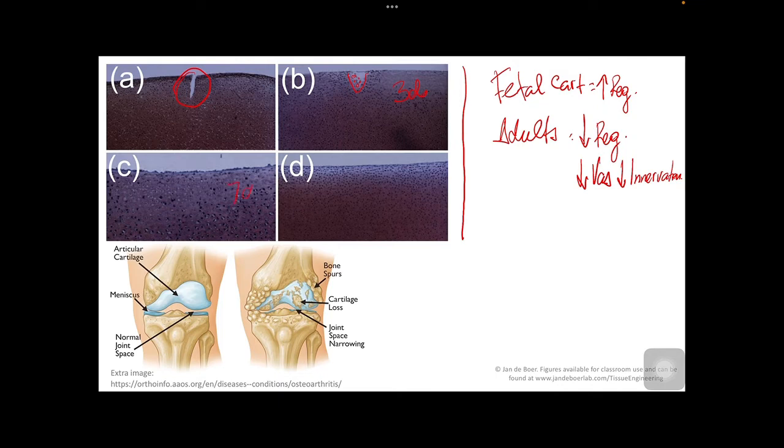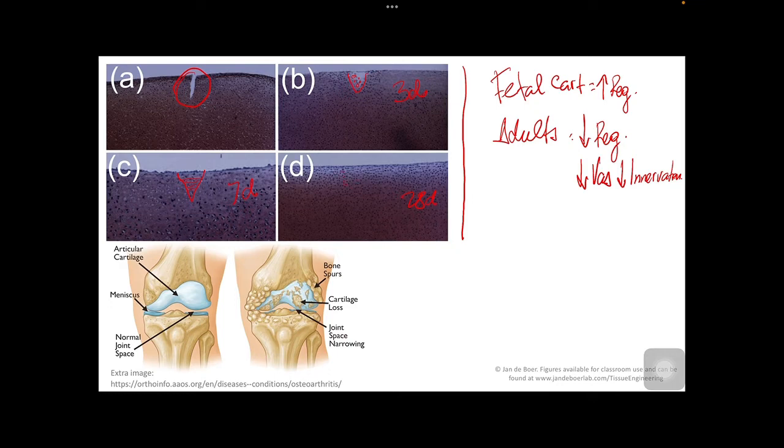However, 7 days later, this region here has already been filled with extracellular matrix. All these collagens, proteoglycans, and glycosaminoglycans have been synthesized, and the chondrocytes or the chondroblasts have basically increased in size, increased in number, and have been metabolically active to deposit extracellular matrix. And after 28 days, you can see that there's no gap anymore.